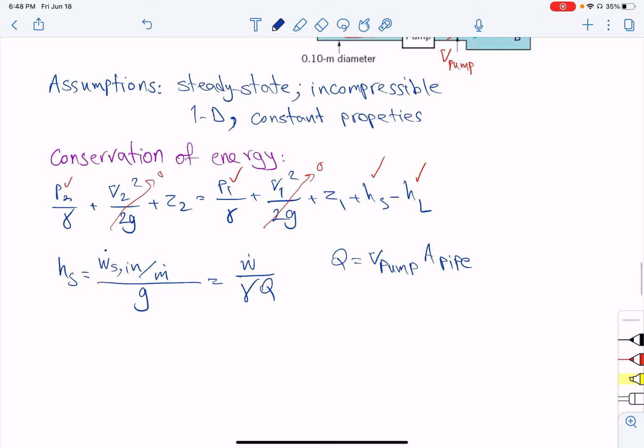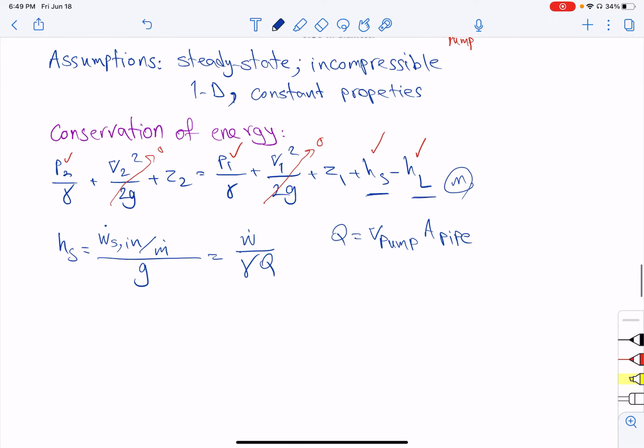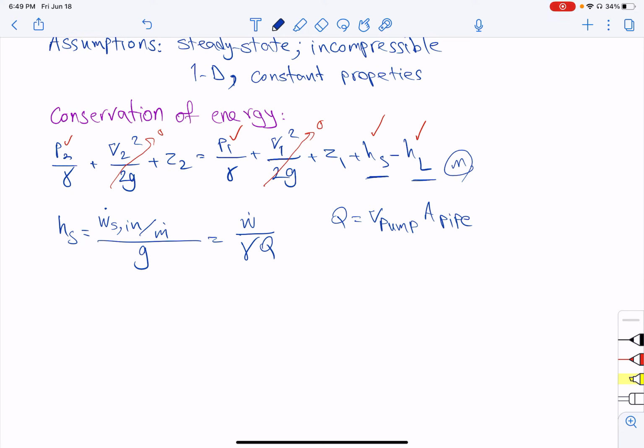The reason that I'm writing down this equation here, let me just delete the line that I drew, is that we know HL and HS are in meters in this equation. But what we have here is power, right? So we need to change the unit to get HS. So basically we don't have HS, but we can find it.